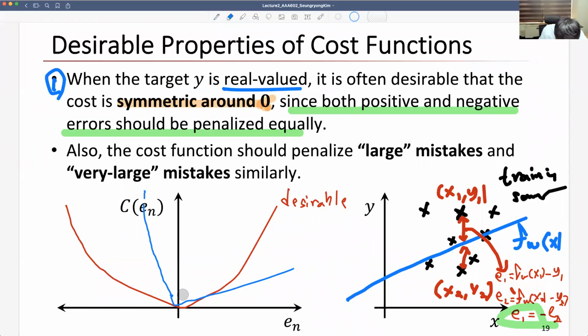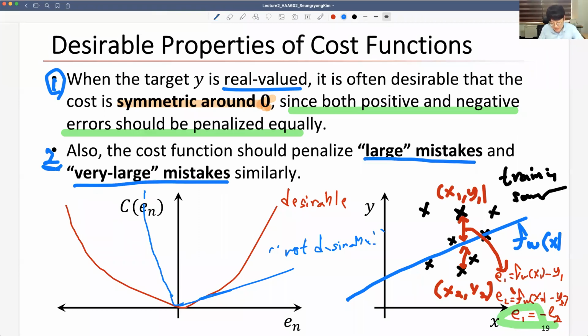Sorry again. A cost function that looks like this one is not desirable. Not desirable. Sorry. Okay, so if you remember this figure, the previous two kinds of loss function satisfy this first property, right? And the second property is that the cost function should penalize the large mistake and very large mistake similarly.